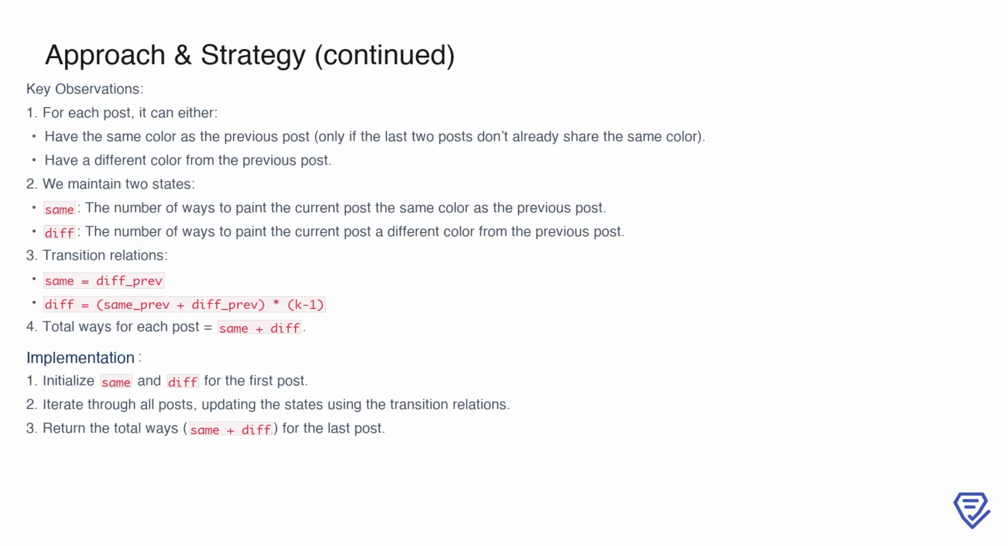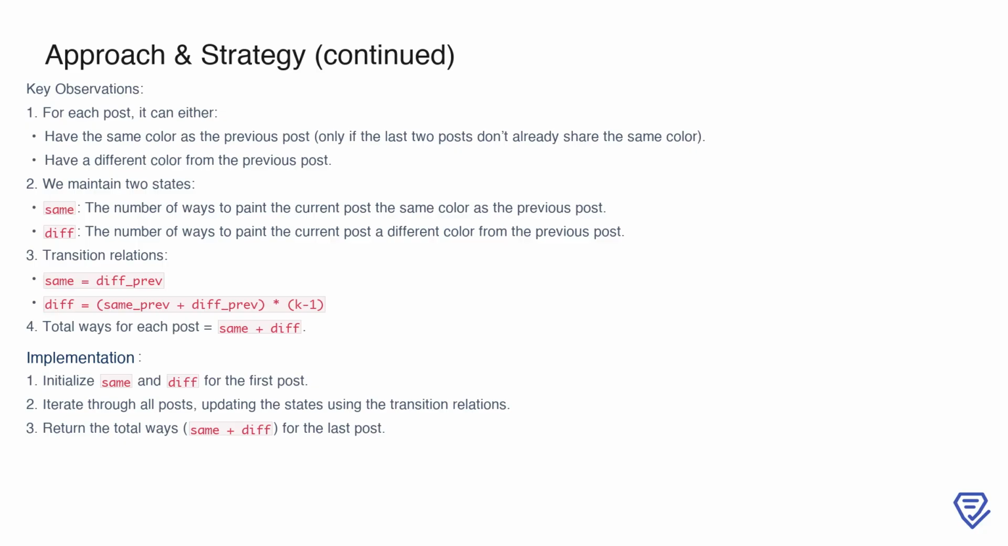Dynamic programming allows us to tackle this problem more efficiently by breaking it into smaller, manageable subproblems. The key observations here are that each post can either be painted the same color as the previous one only if the last 2 posts don't already share the same color, or a different color.